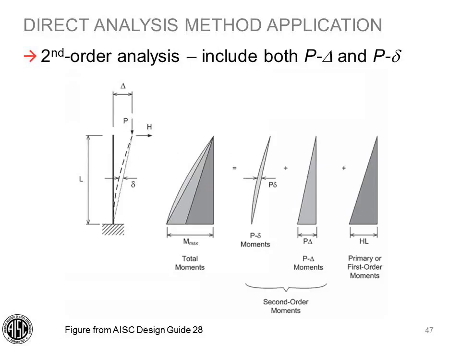As I mentioned earlier, both P big delta and P little delta contribute to the overall system deflections, and therefore both are important to the stability of the structure and both need to be included in the analysis.